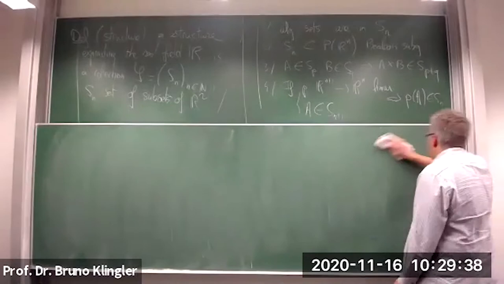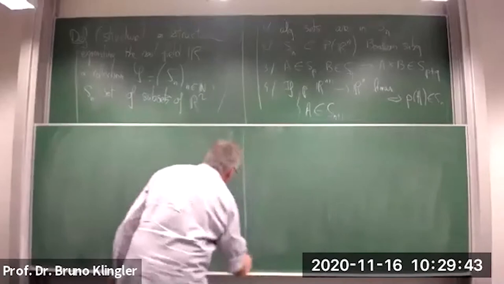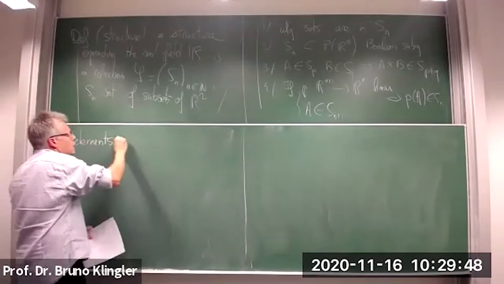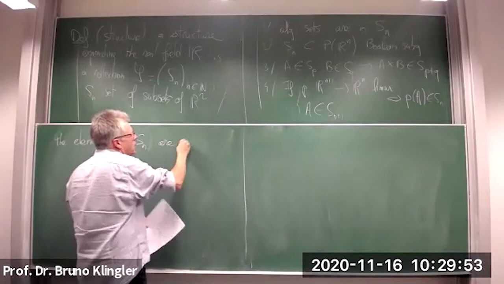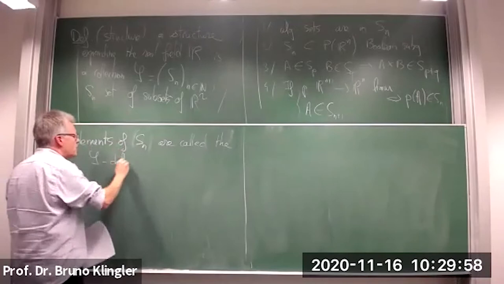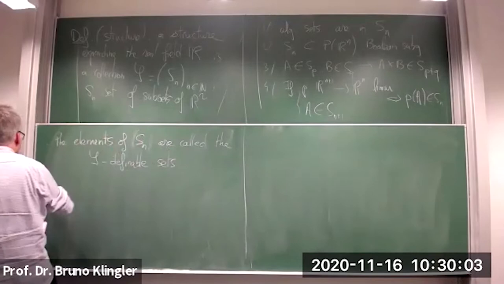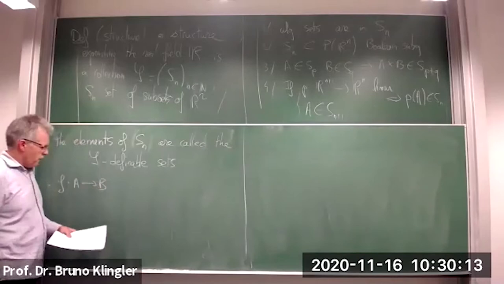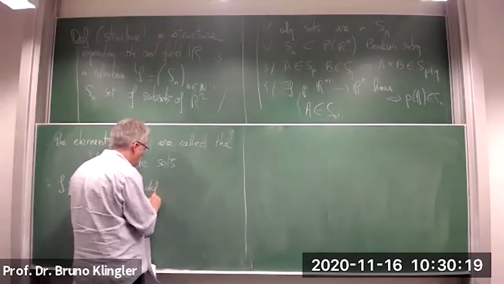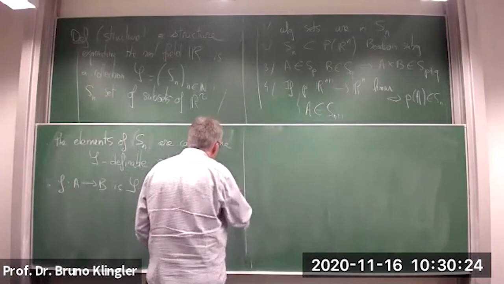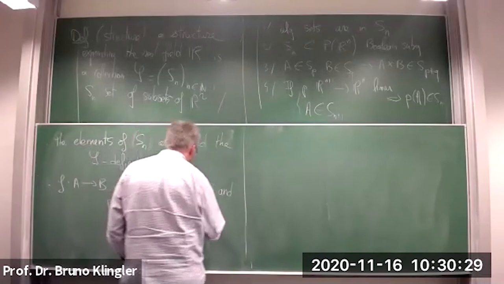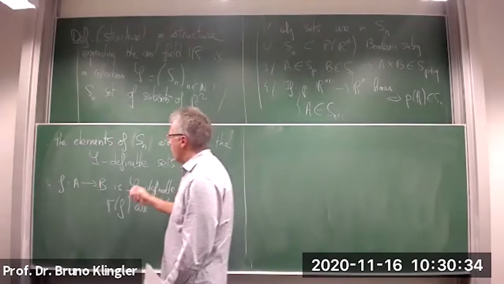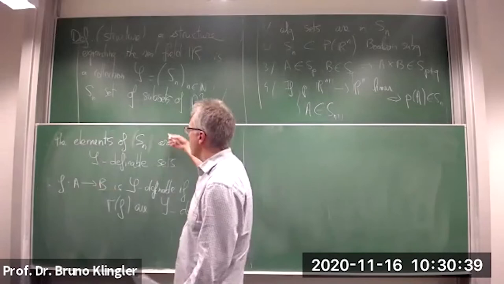Just a matter of terminology: the elements of S_n for all n are called the S-definable sets, the definable sets for your structure. This is a collection of sets you are allowed to play with, so now you need functions. The functions you are allowed to play with are definable functions. A function f from A to B is S-definable if A, B, and the graph of f are S-definable. A and B are subsets of R^n and R^m, you take the graph in the product, and you ask that it is definable in the previous sense, in your structure.